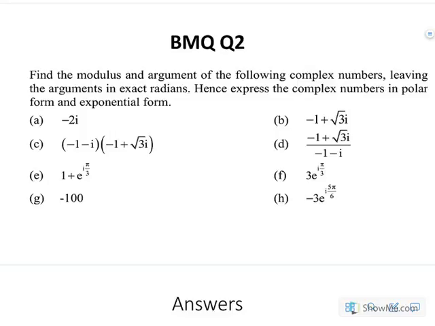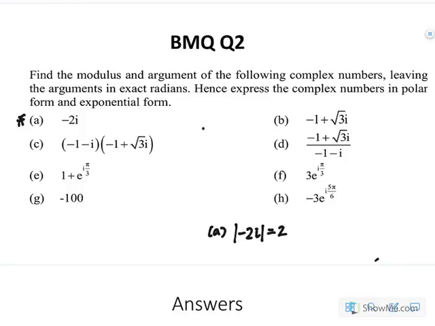Okay, for the modulus and argument of 2, let's look at 2a first. So we want to find the modulus and argument. The modulus of a, very quickly, if you take the modulus of negative 2i, this just equals 2. Remember, we are finding the magnitude of the complex number.